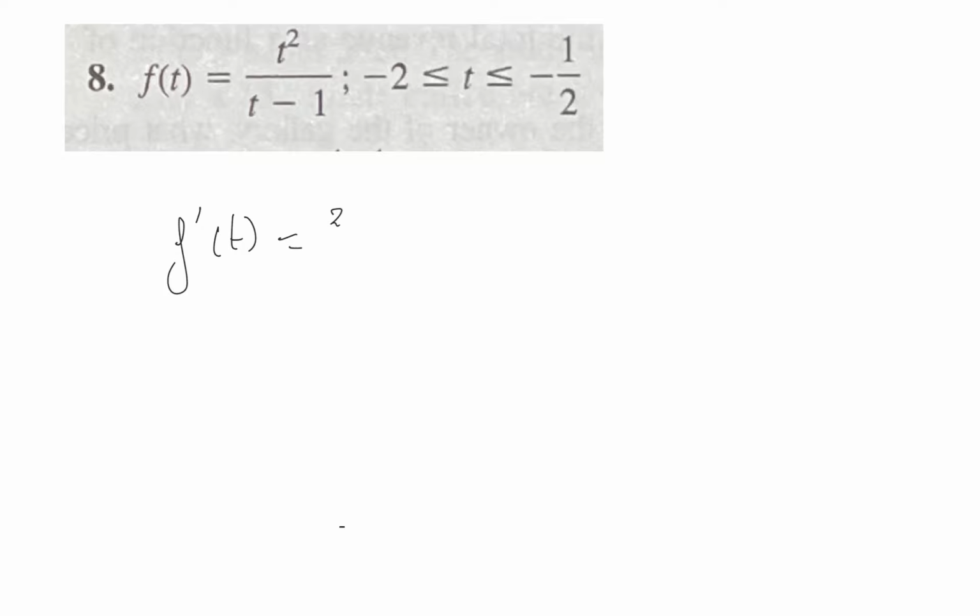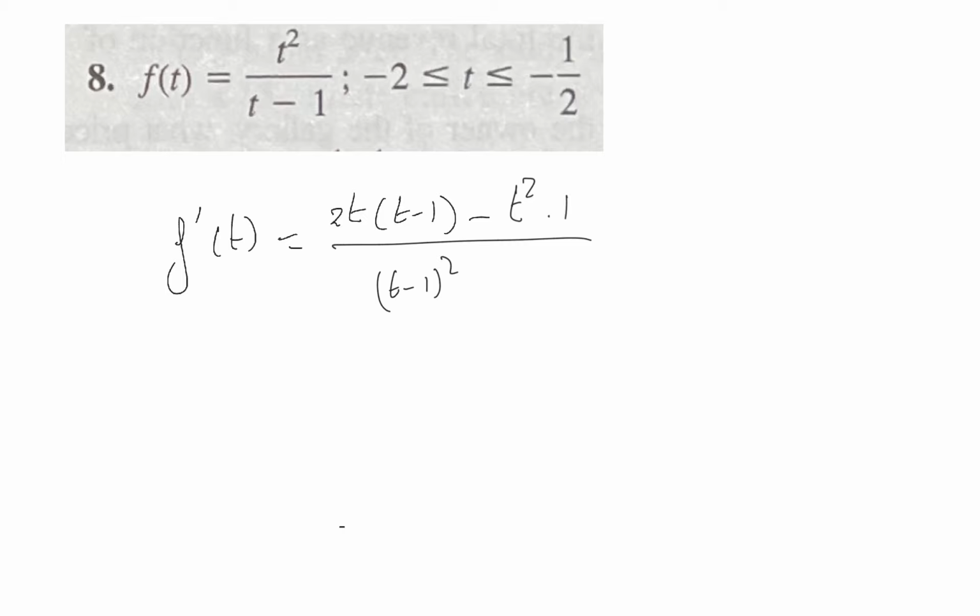The derivative of the numerator multiplied by the denominator minus the numerator, t squared, multiplied by the derivative of the denominator. The derivative of the denominator is the derivative of t minus 1. The derivative of t is 1. The derivative of 1 is 0. So it's multiplied by 1, divided by the denominator squared, t minus 1 squared.